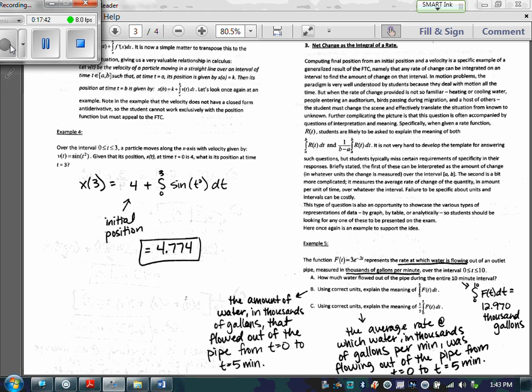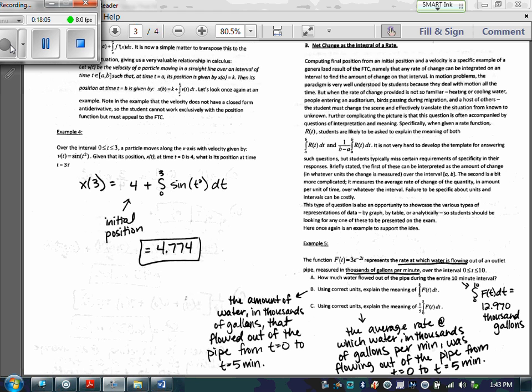It's the amount of water. It's not the rate at which the amount of water flows. So I would not say thousands of gallons per minute, right? So that's the important part. If you're taking the rate, the per minute, and you're integrating it, aren't you going to the original function, which is just the amount? So it's just the thousands of gallons. Okay? So don't say per minute, because that would be incorrect.